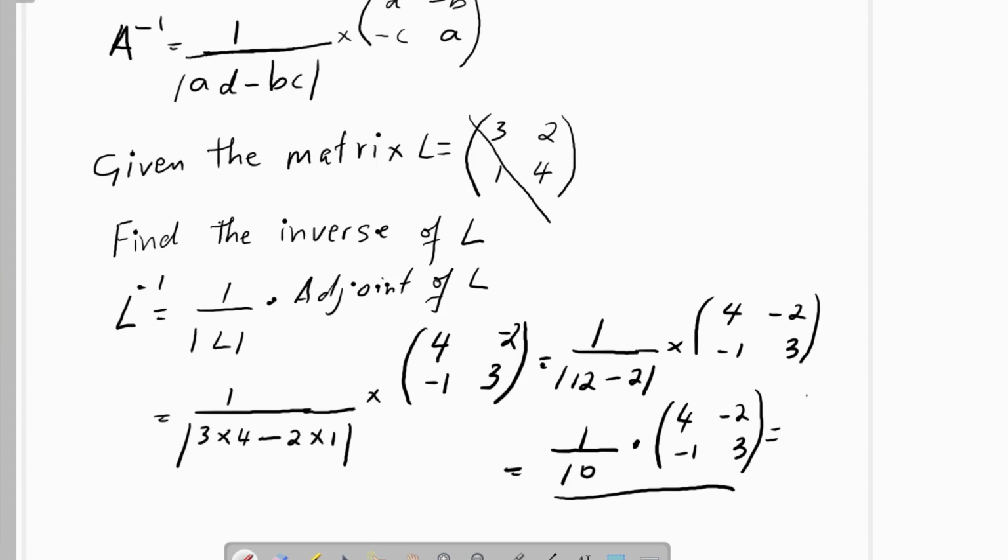I'm just going to leave it there. Once we have got to that point, we have found the inverse of the matrix.